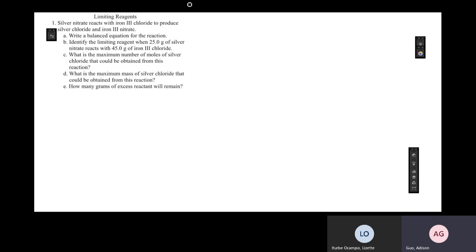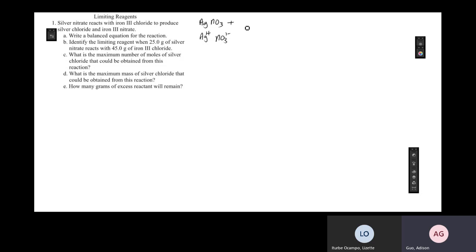So it tells us that silver nitrate reacts with iron 3 chloride. So silver nitrate, AgNO3. I know it's Ag plus, because that's the charge that you have to memorize. And nitrate is NO3 minus. So when you add them together, it's 1 to 1. So it's 1 plus and 1 minus.